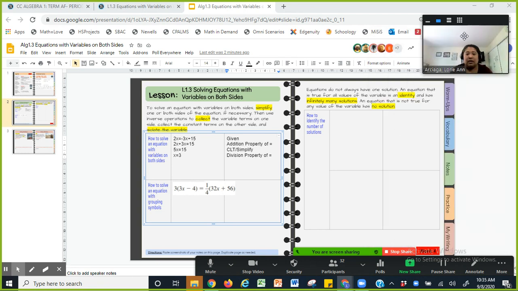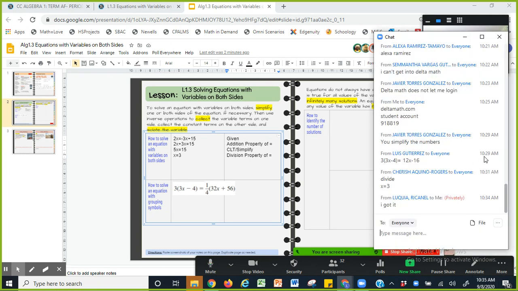Okay. So now let's move on to the next one. Our goal in the second example is to solve an equation with grouping symbols. Okay, so on the left-hand side, I think it was Luis, right? Okay, Luis, let me get back to you. So you said earlier in the chat that you got 12x minus 16 on the right-hand side. You mind explaining, Luis, how you got that?